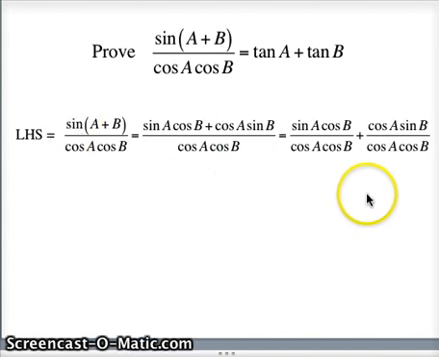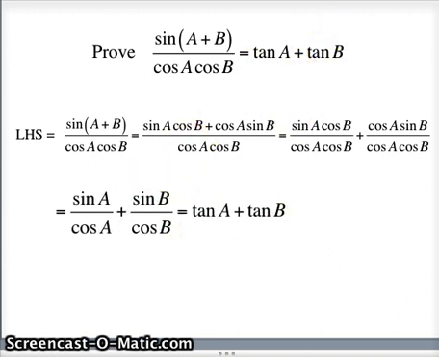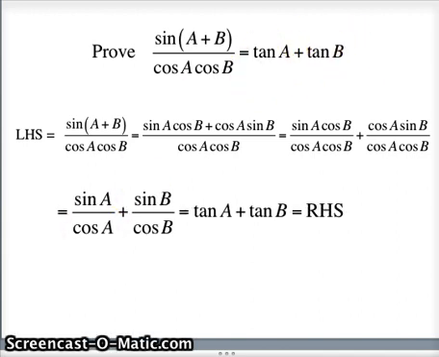Here. And you'll notice that we have some cancellation. The cos B's cancel in this first fraction, the cos A's in the second, which gives me sine A over cos A plus sine B over cos B. Well, sine A over cos A is just tangent of A. Sine B over cos B is just tangent of B. So we go ahead and get the tangent A plus tangent B, which is the right side of this identity.